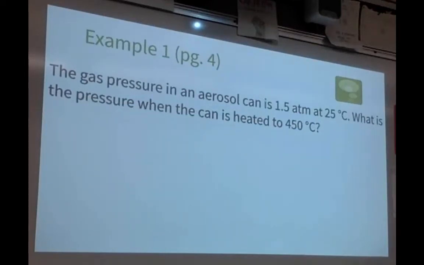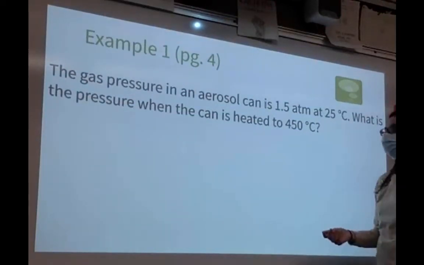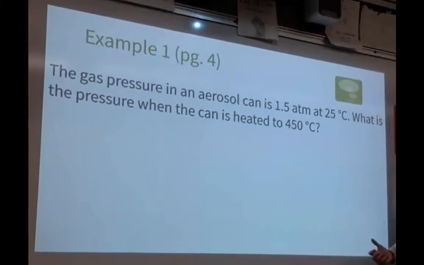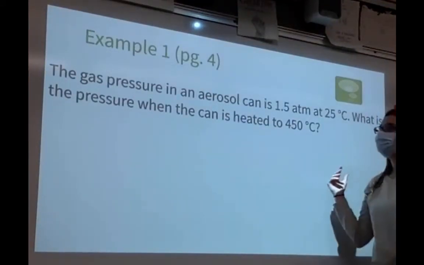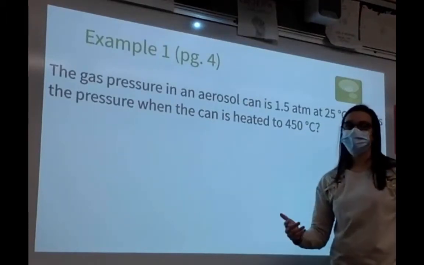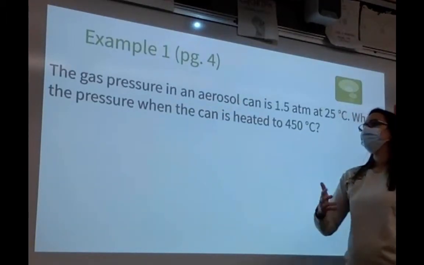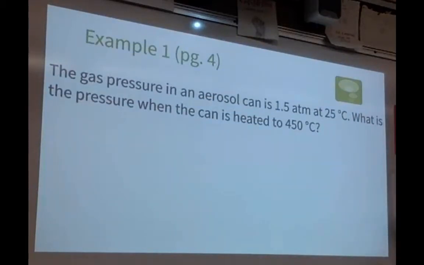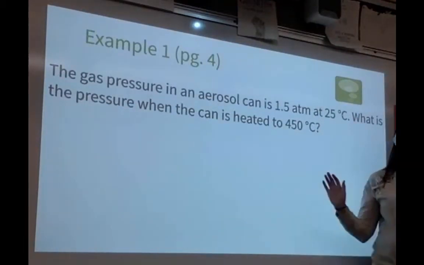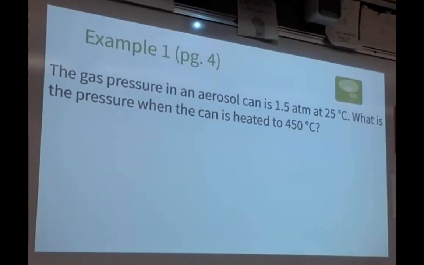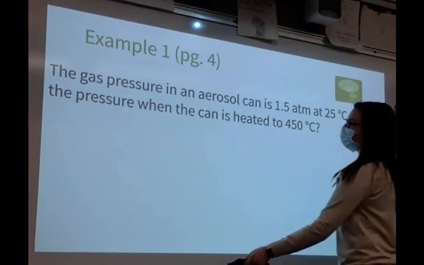Obviously today we're talking about the combined gas law, so we know that's what we're going to be using. But I'm going to try to talk through these examples because as we start getting into the ideal gas law and Dalton's law of partial pressures, we have a lot of different formulas, different ways to solve problems. I want to make sure that as we look at some of these problems, we know how to tell that we're using the combined gas law.